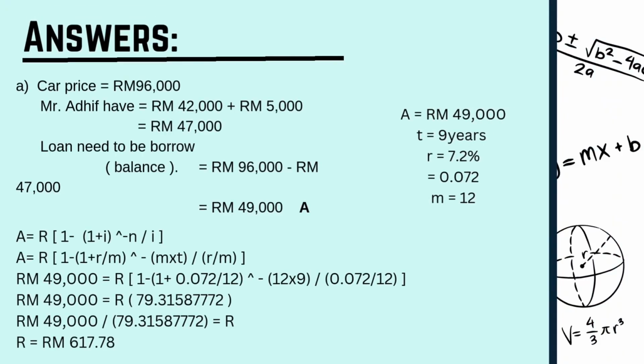First, the total that Mr. Adif has after trading in his car and topping it up with his savings is 47,000 ringgit. After that, he needs to borrow another 49,000 ringgit so that he can pay for the car. To find the monthly payment, we substitute into the formula, which is A equals R(1 minus (1 plus i) to the power of negative n) divided by i. So we can conclude the answer is 617 ringgit 78 cent.